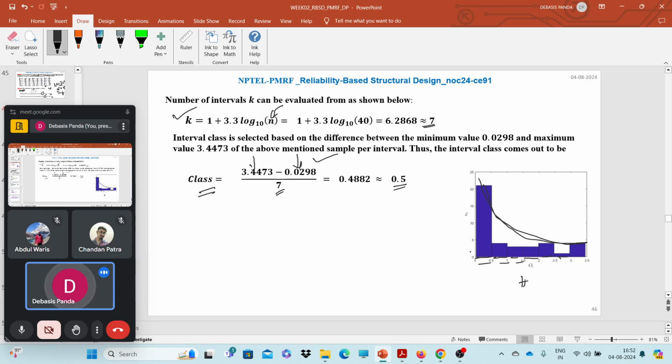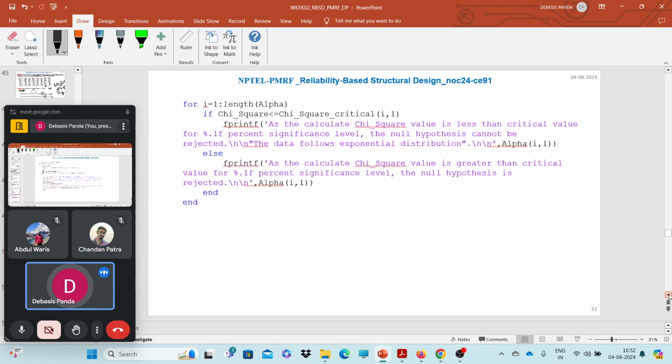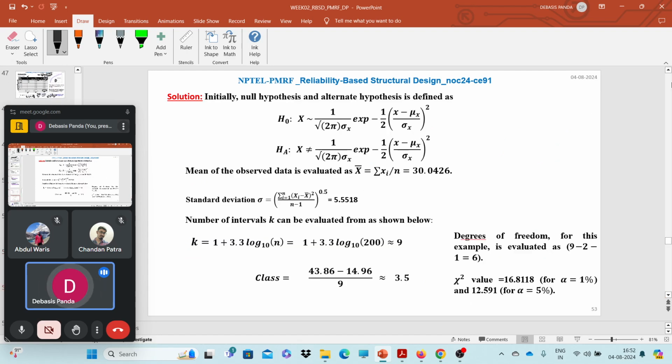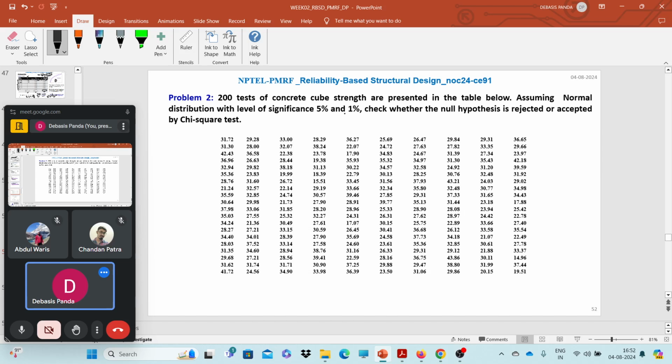So here I have added another problem, and I also added the MATLAB code for that problem. Here we have a data set of 200 samples, and the problem says to check whether those 200 samples follow a normal distribution with significance levels of 5% and 1% or not.